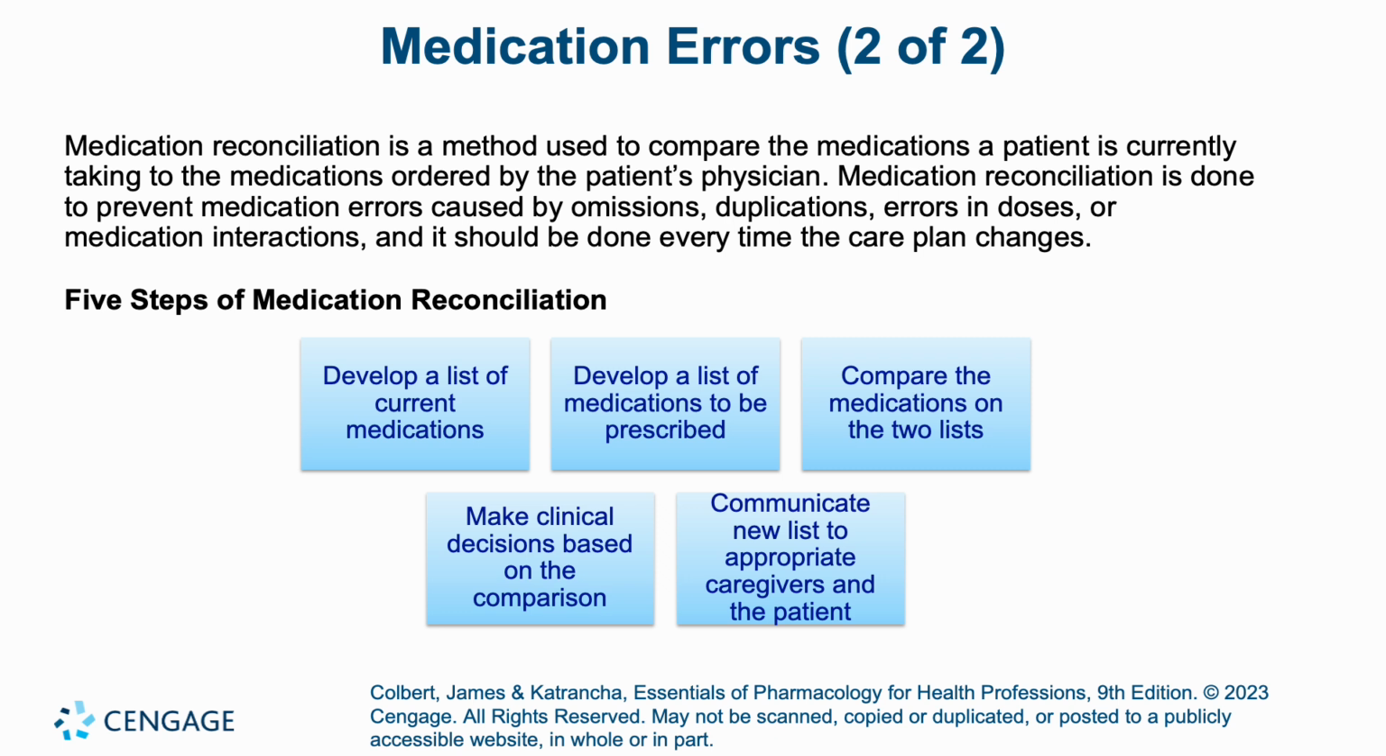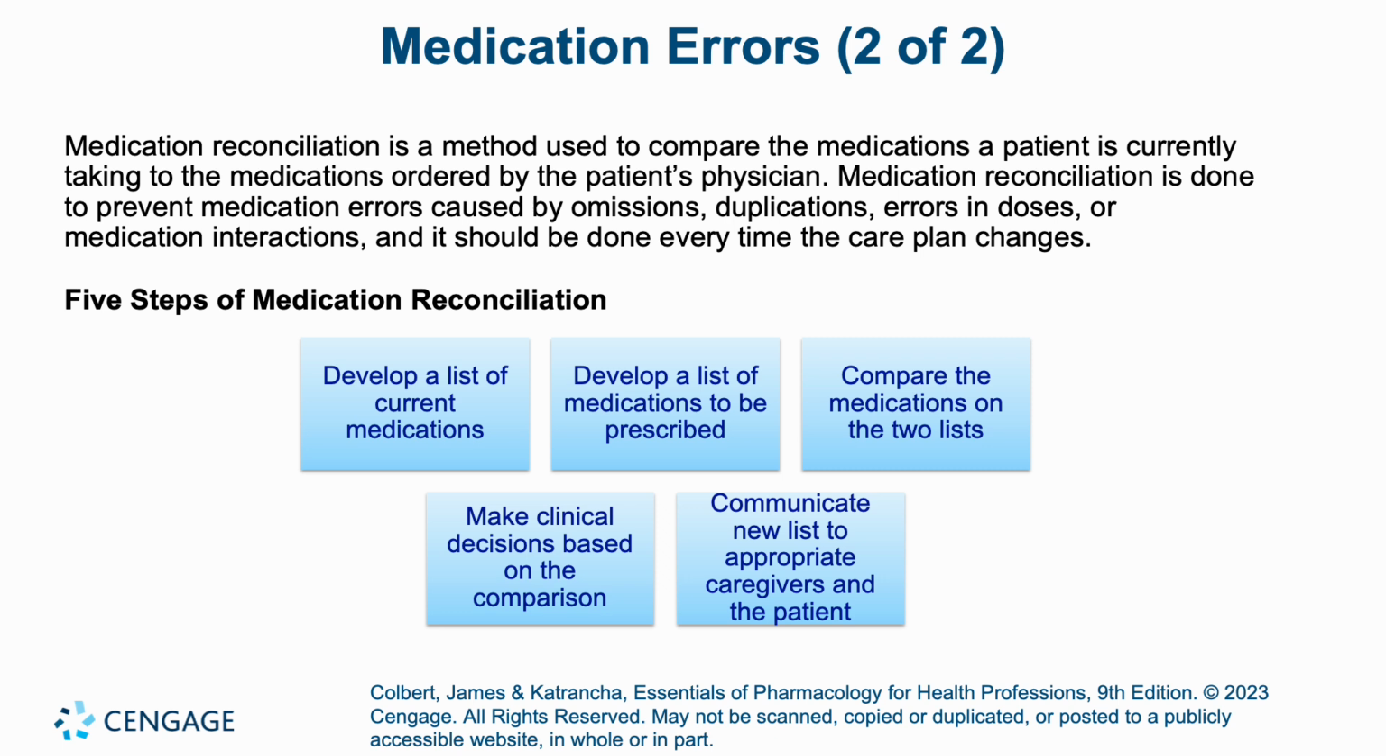The 5 steps of reconciliation: 1. Develop a list of current medications. 2. Develop a list of medications to be prescribed. 3. Compare the medications on the 2 lists. 4. Make clinical decisions based on the comparison. And 5. Communicate the new list to appropriate caregivers and to the patient.